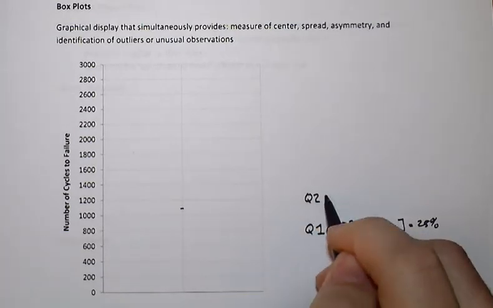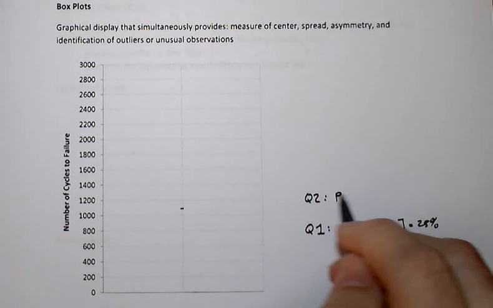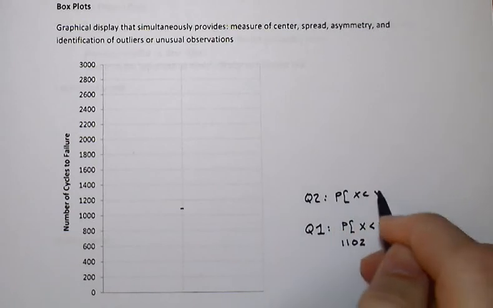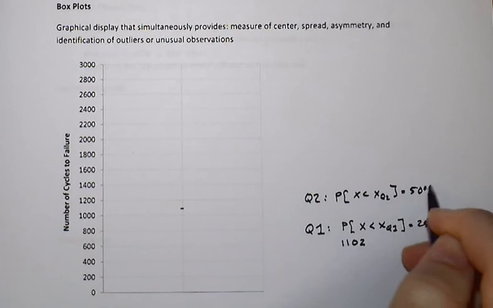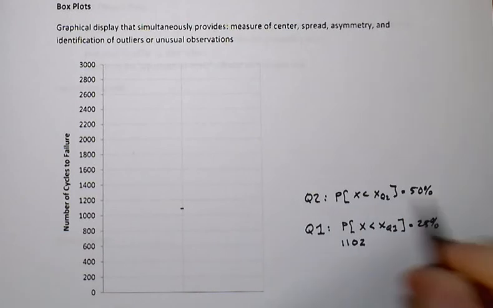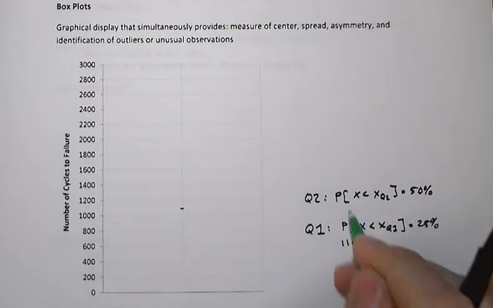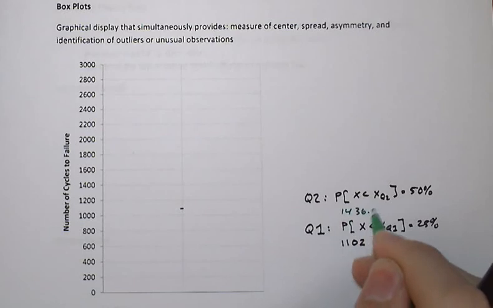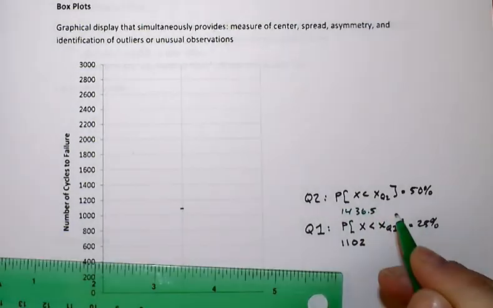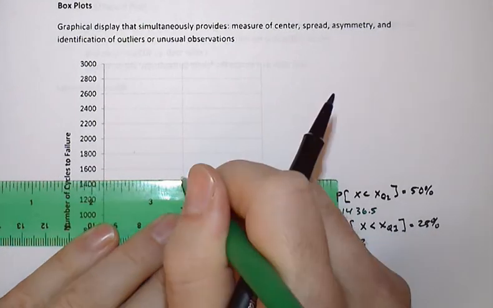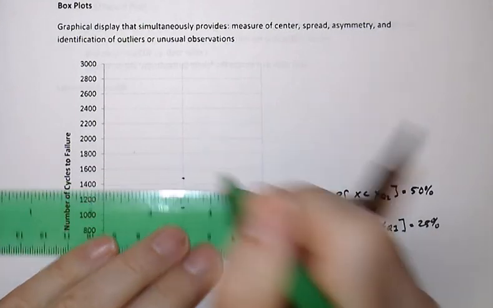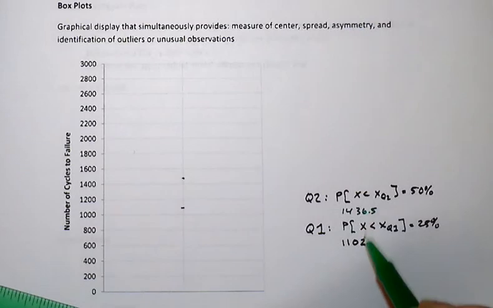The second quartile is the same as the median, and so now you're talking about the 50th percentile for this particular data. That is 1436.5. So again, to a rough scale, that's about here. And so that's about 300 apart from that one.